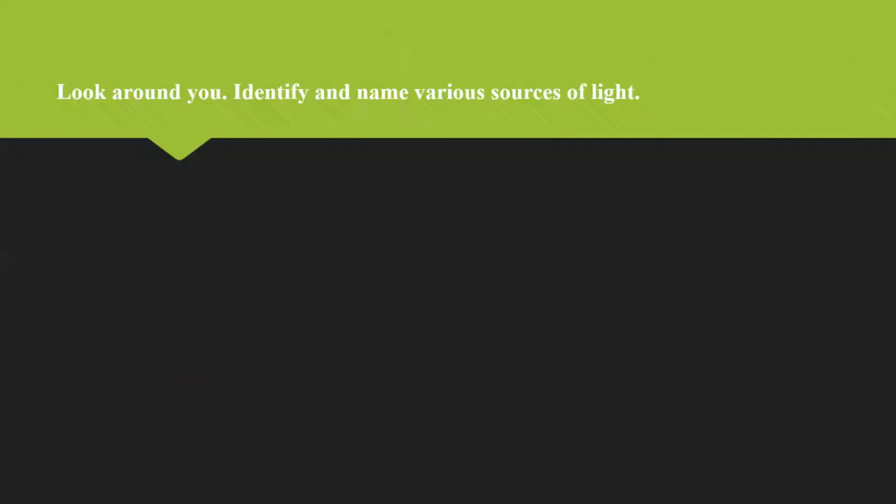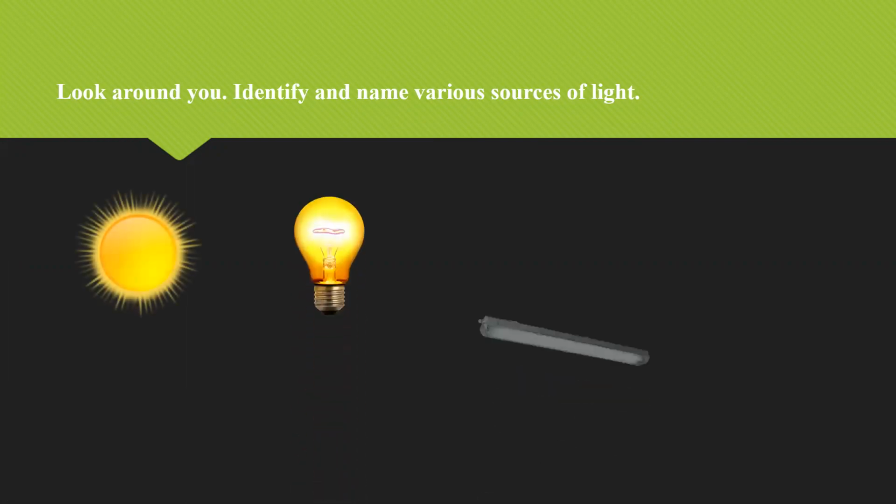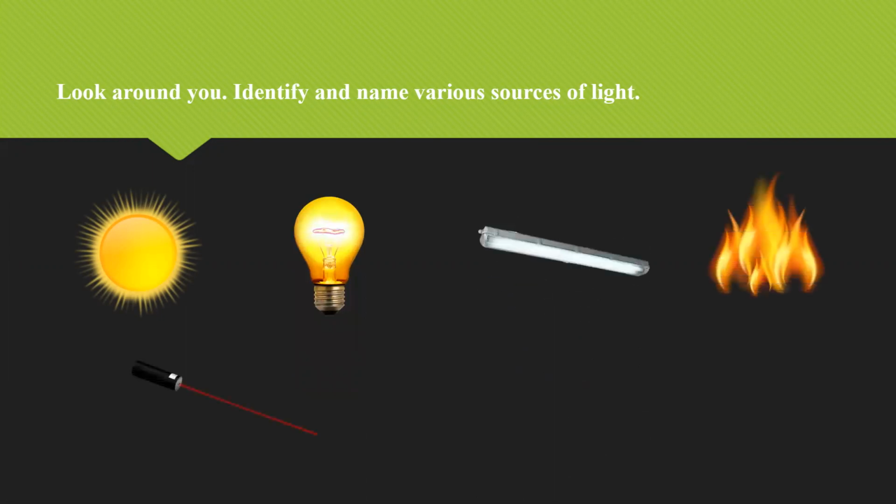Let's begin with a quick activity. Look around you, identify and name various sources of light. Sun is a source of light. Bulb, tube light, fire, laser, torch, fireflies, all of these are various sources of light. There are many more, but these are some of them.